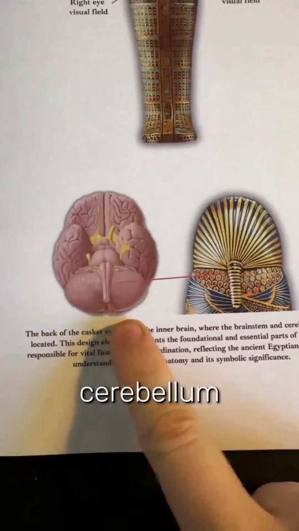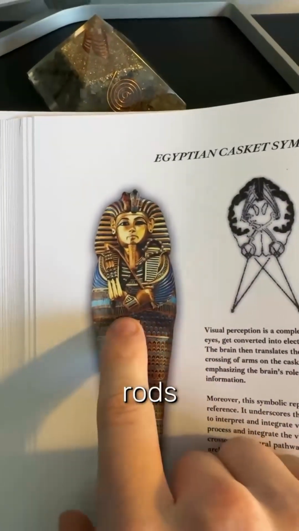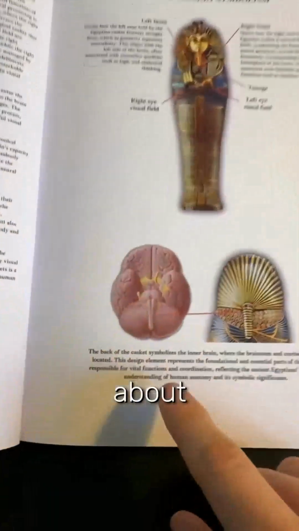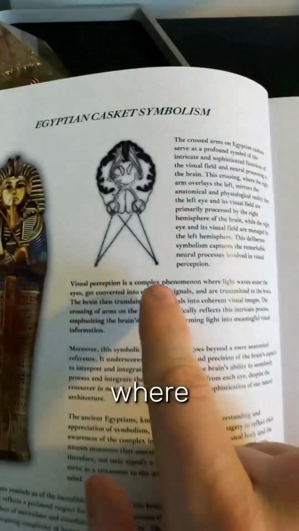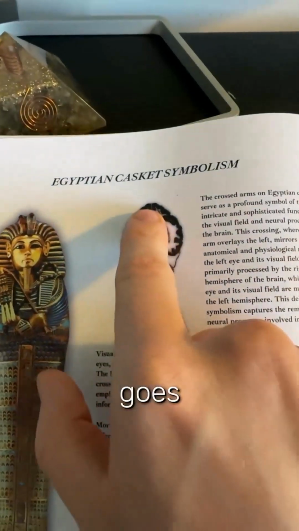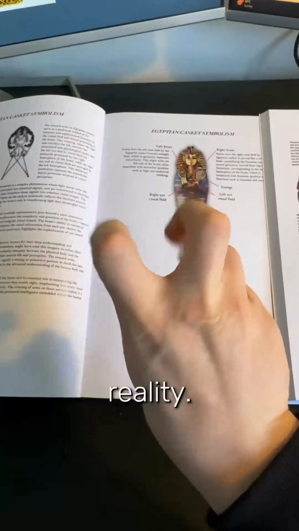This is not a statue, it's your brain. This is the cerebellum at the back of the brain. Now what's crazy, if you flip it on its front, you notice he's holding these rods, which look identical to the eye's visual field. The weirdest part about this is that the cerebellum is where the light travels to. Light enters the eyes through the optic nerve and it goes to the cerebellum. And the cerebellum creates this image we call reality.